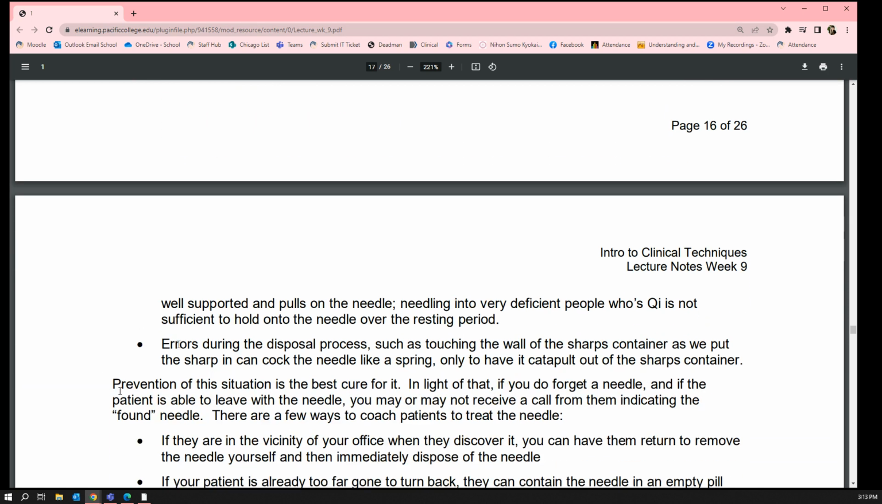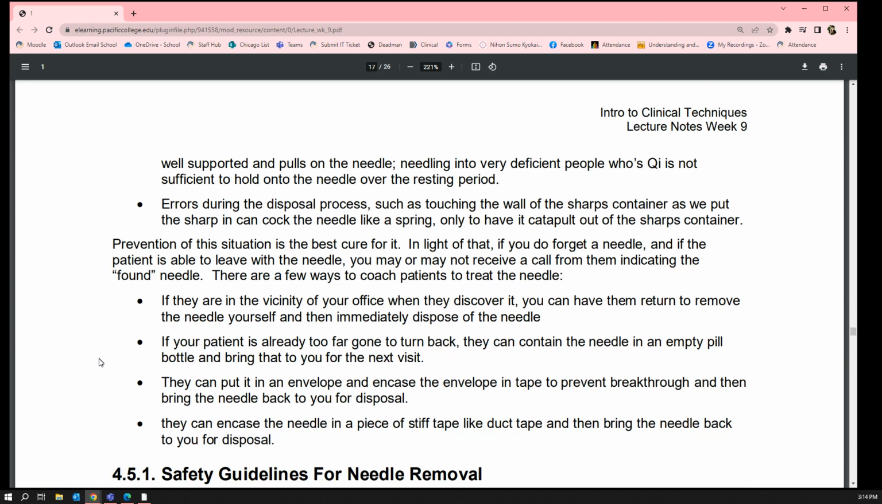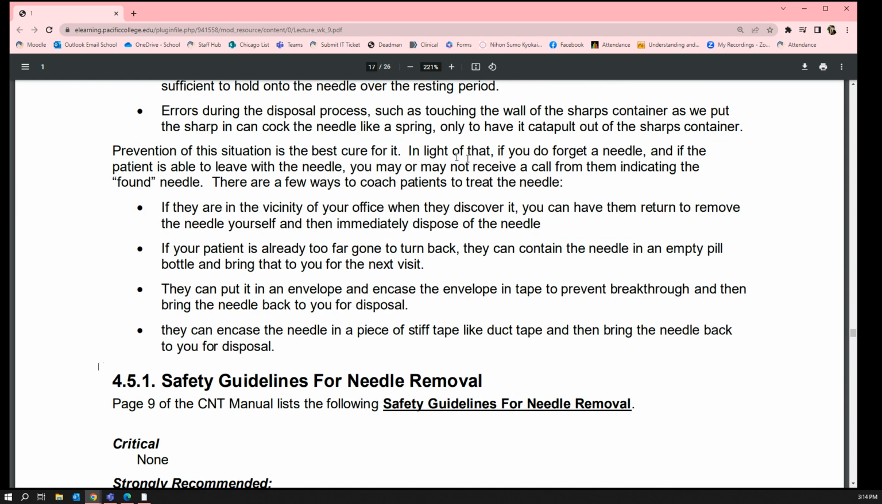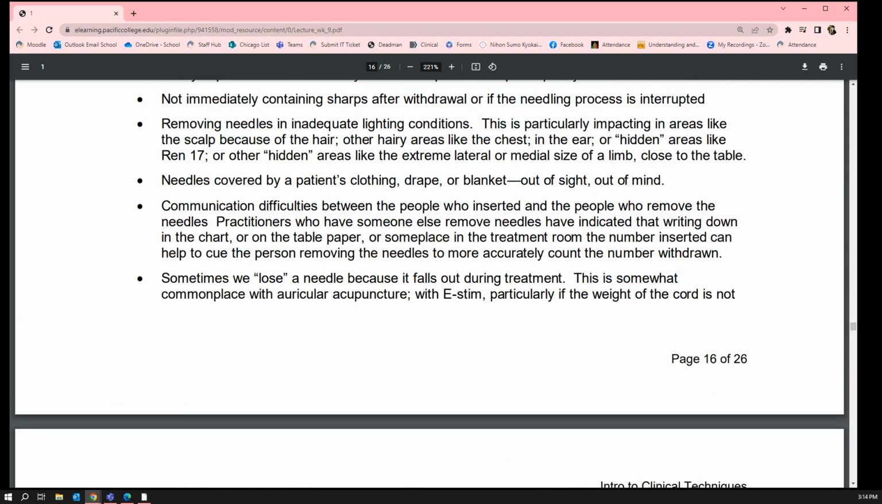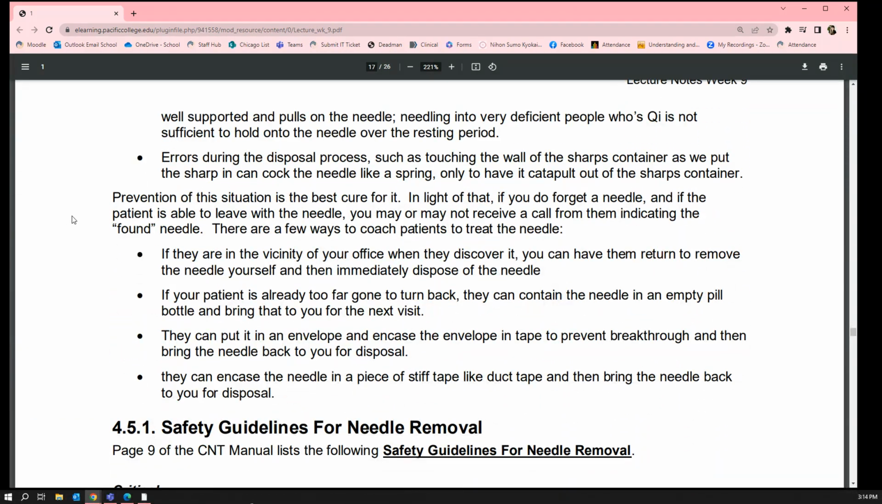Last one here, errors during the disposal process. Touching the wall of the sharps container as you put a sharp in can actually cock the needle like a spring, only to have it catapult out of the sharps container. The last needle stick incident that we had before COVID, this was actually the case. The intern wasn't watching as she put her needle into the sharps container, and it actually got caught and kind of boomeranged back out, and it poked her right in the finger. So it was a used needle. So prevention of this situation is the best cure for it. So just think about all of these possible causes and make sure that you do not fall prey to them.